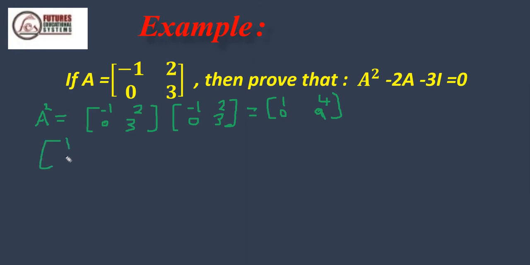Direct substitution: 1, 0, 4, 9, minus 2A, which is negative 2, 4, 0 and 6, minus 3I, which is 3, 0, 0, 3.